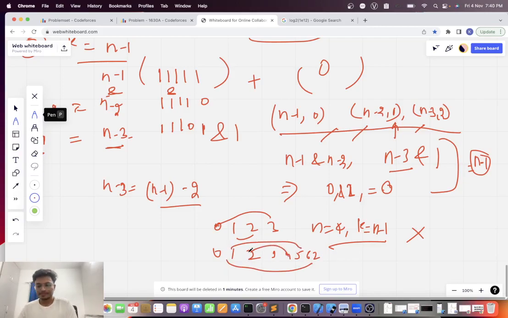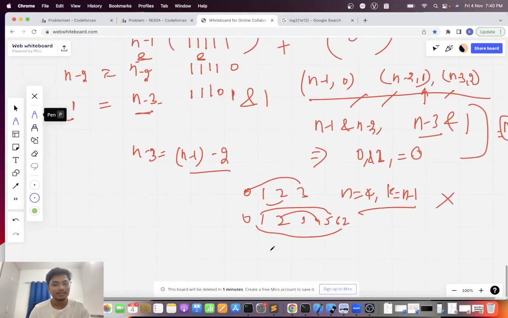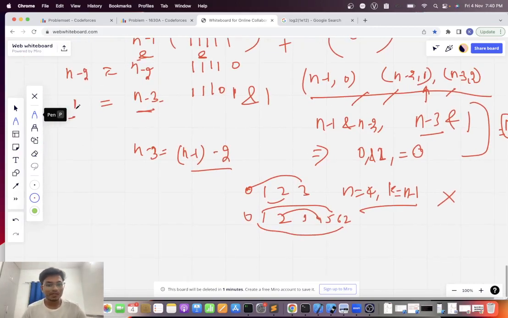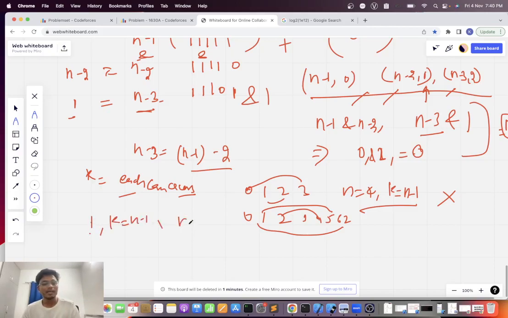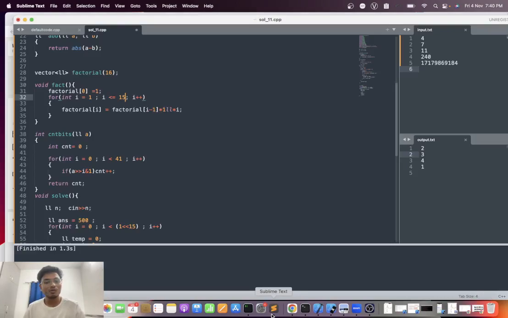So each value is accessible. So you can say that for k, each value can be accessible. We can get any value, but we cannot get one case only: k is equal to n minus 1 and n is equal to 4. These values we can't get. So let's code together. If you understand, code by yourself.